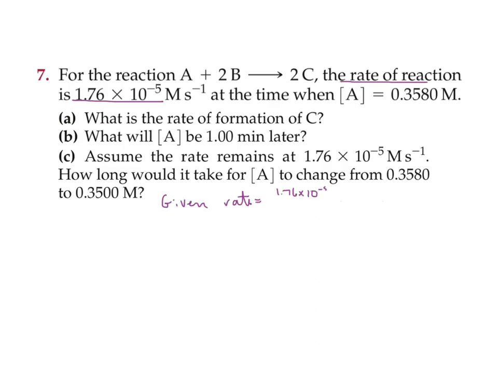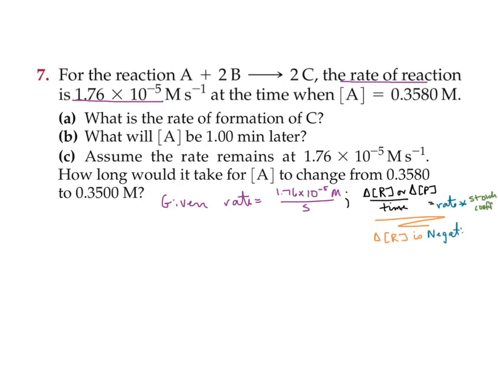For the last one, again, we have two reactants going to form one product. They give you information about the rate when the molar concentration of A is 0.3580. You're supposed to come up with the rate of formation of C at that time. I think you can just use a stoichiometric ratio.